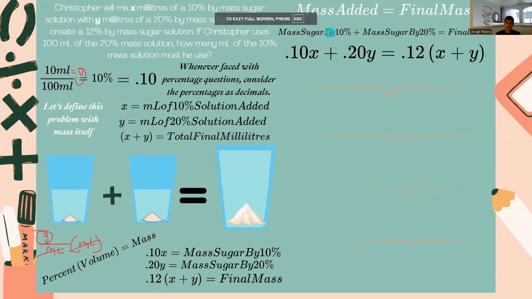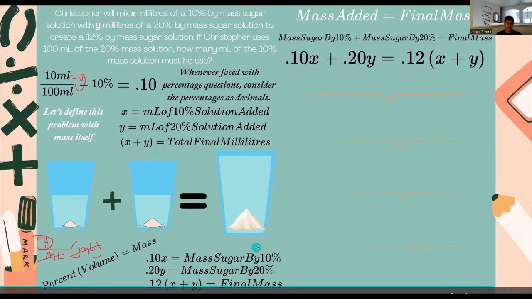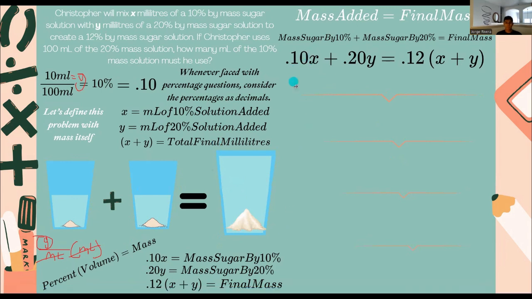We already have these variables, so using logic, we just need to plug them in. We have established here that 0.10x is the percentage times the volume, and the volume is right here. We just plug all of these things in, and the final mass is going to be 0.12 times x plus y. So the final mass is 0.12 times x plus y.